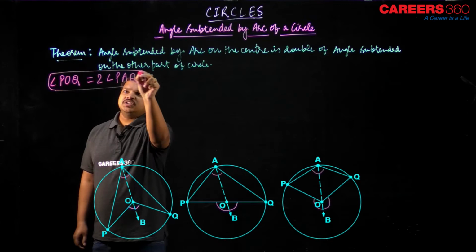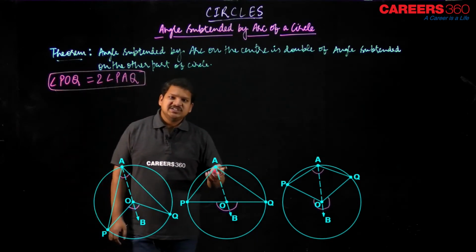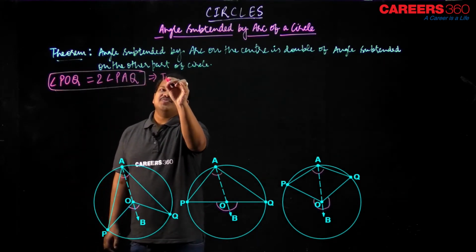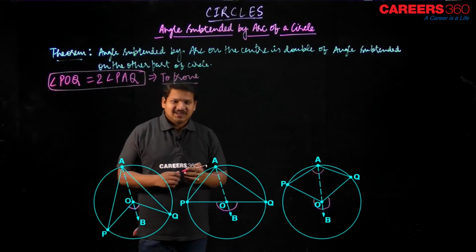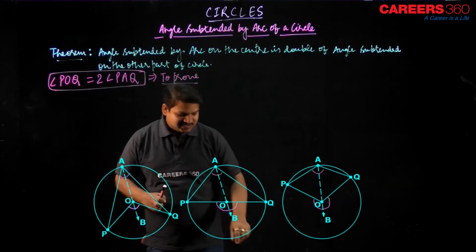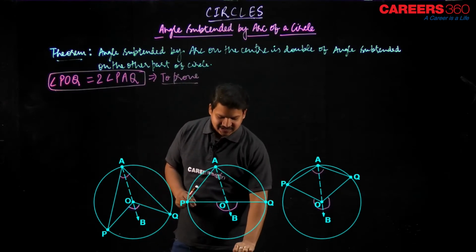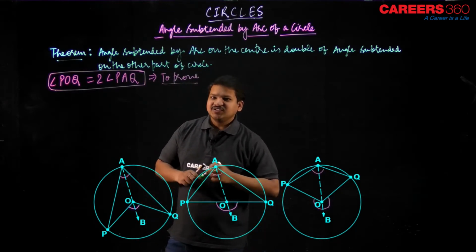This is what this theorem says, and essentially this is what we have to prove, because without proving we don't just assume that something is right or wrong. So let's prove that.